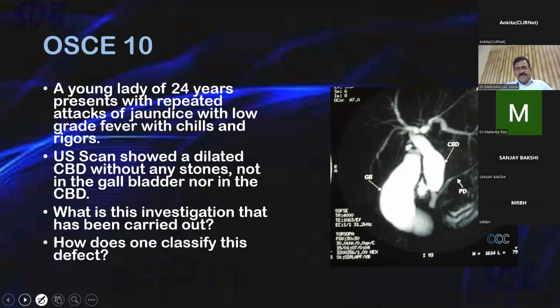Good. What do you see? Classic appearance. There is a dilated CBD, grossly dilated. You have to describe the classic dilatation, not just the dilatation. The confluence appears normal. So how is the dilatation? Circular, fusiform. Fusiform dilatation of the CBD.